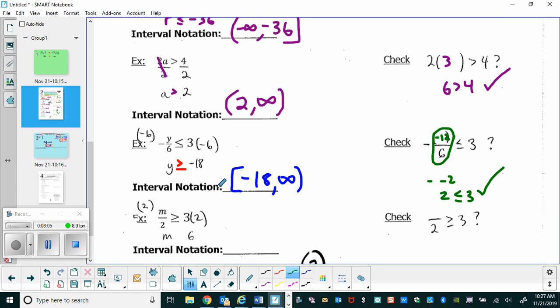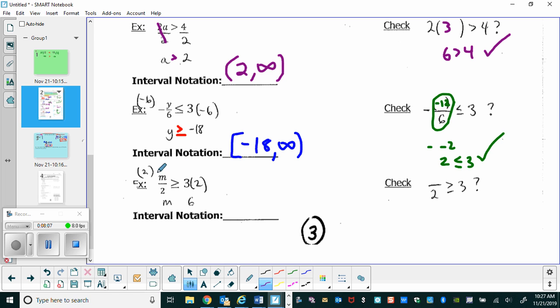We're good to go. All right, and now for this last one, if you just see a denominator of a positive 2, when you multiply it on both sides here, you will not need to flip the symbol in this situation. So m is greater than or equal to 6. So you got 6, you're shading up towards positive infinity, parentheses, and because of the or equal to, this will get a bracket.